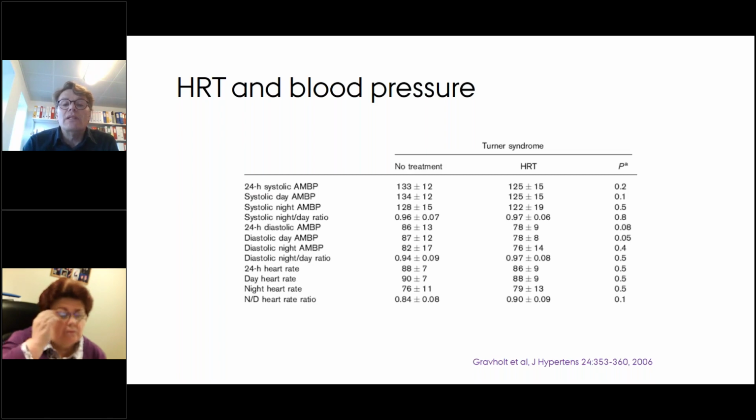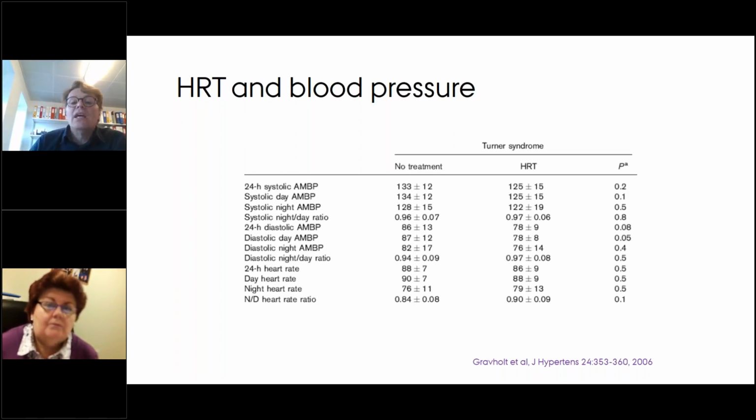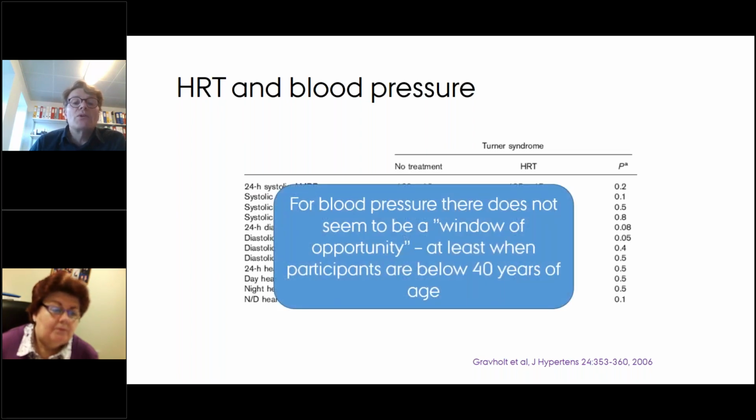This is a study we did many years ago where we intervened and either gave placebo for half a year or HRT, meaning estradiol and a progestin, and during treatment with hormonal replacement therapy, HRT, we did actually see a reduction in blood pressure. And this has been shown by other groups as well, and we have recently done a new study showing exactly the same, that HRT reduces blood pressure in this normally premenopausal age group of women. And we also concluded that there wasn't a window of opportunity when talking about blood pressure.